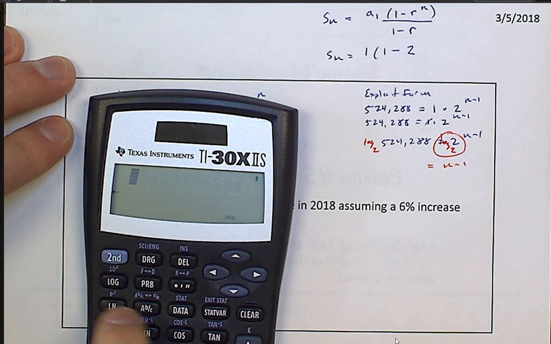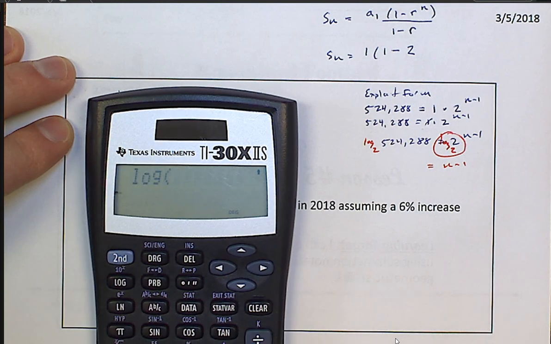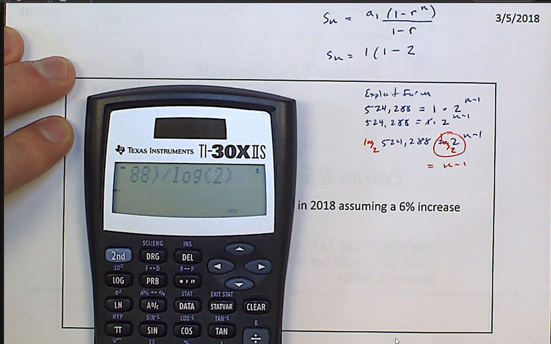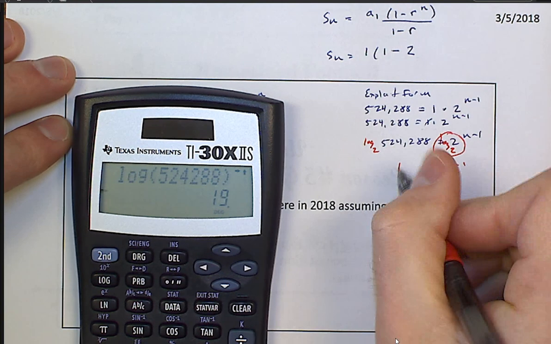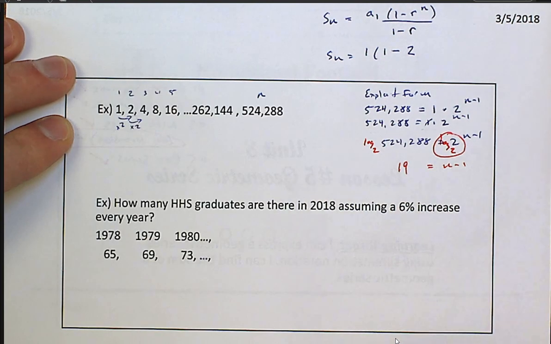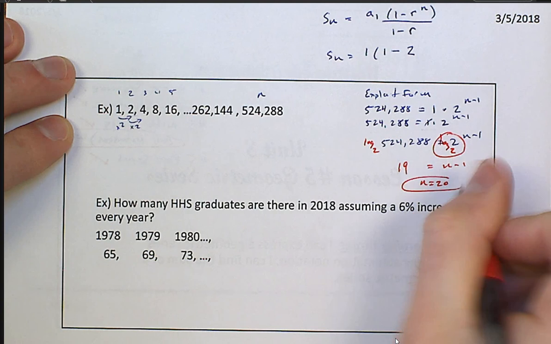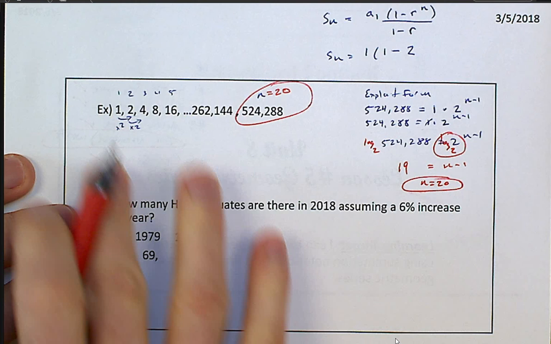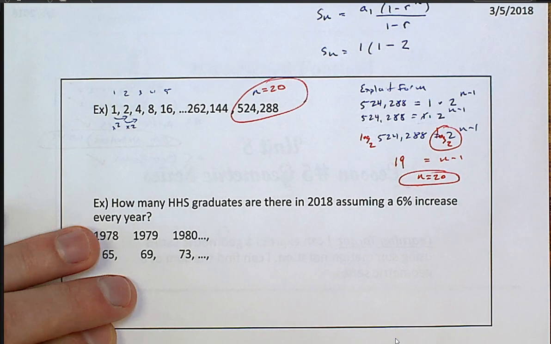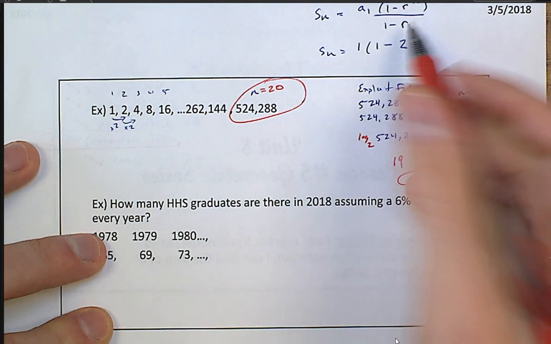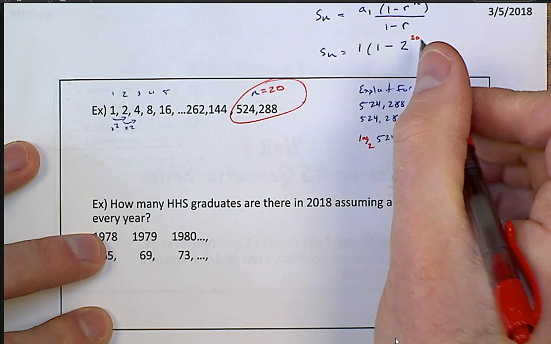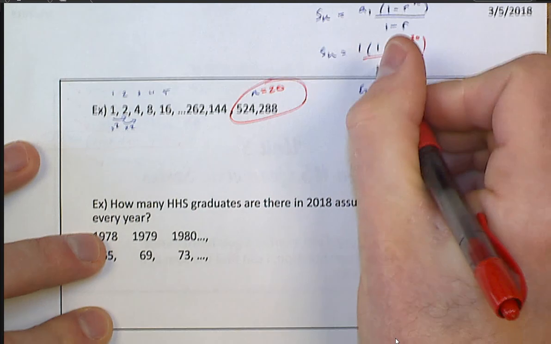So log of 524,288 divided by log of 2 equals, and I get 19. And then I'm going to add 1 to both sides, so n equals 20. That's important because now I know that this is the 20th term in this sequence or series. So when I go back up to my formula, I'm going to put my 20 there, because again that's the upper limit, and then it's divided by 1 minus 2.